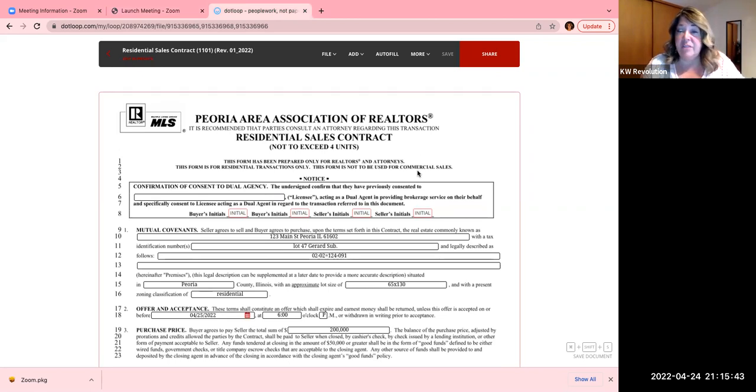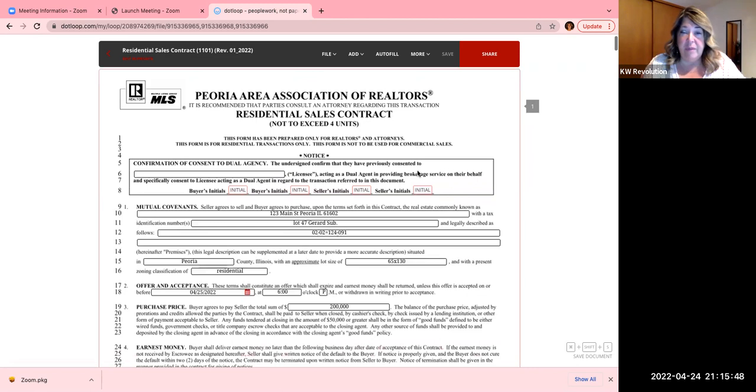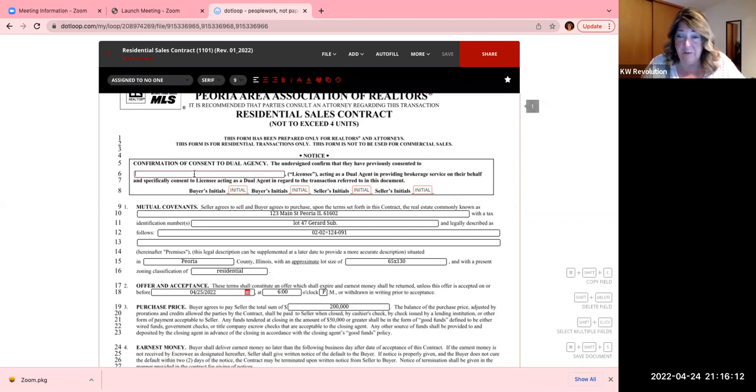So here is the residential sales contract. We're just going to go through this together from the beginning to the end. Right off the bat, the very first box here is only going to be used if you're a dual agent, meaning that you are representing both the buyer and the seller in the transaction. So it's your listing, and then a buyer came through and made an offer with you at your listing. So you'd be representing both. Your name would go right here.